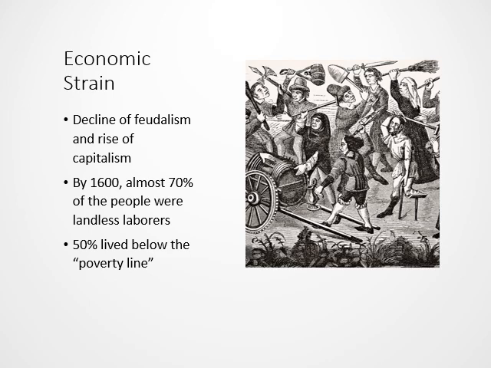But it also meant that by 1600, almost 70% of the people were just landless laborers. They didn't own any land. They basically worked for no money at all, just barely above the poverty line. 50% lived below the poverty line. So in 1600, the poverty line was basically almost death. So there was incentive to try to leave Europe.